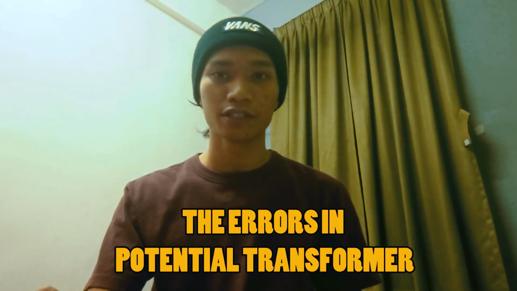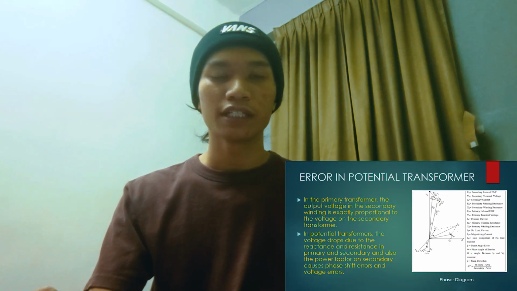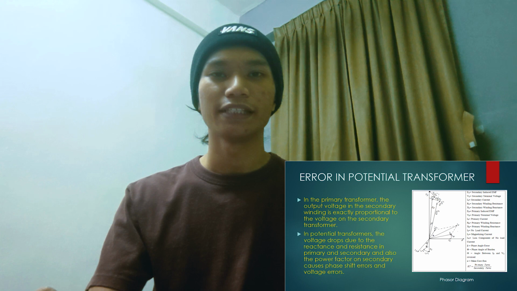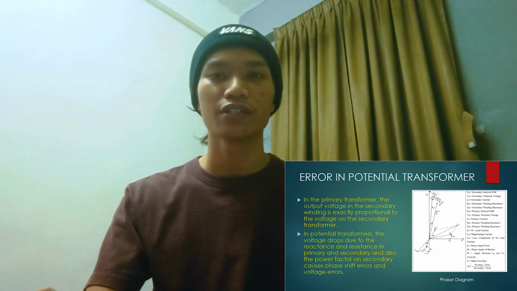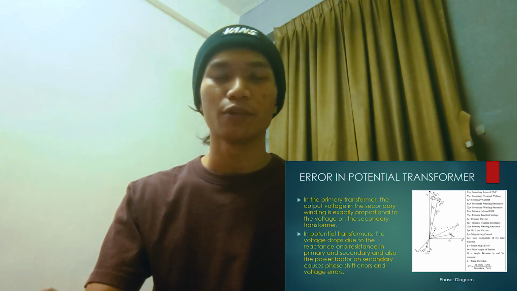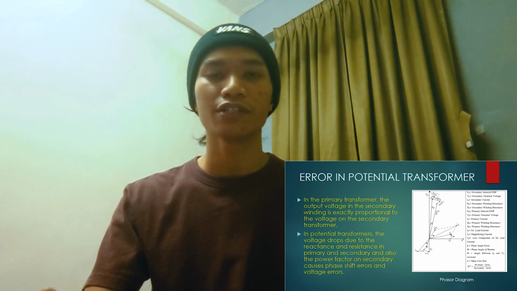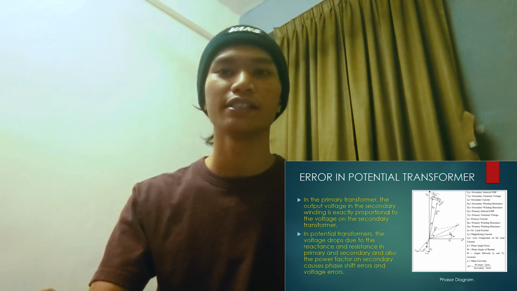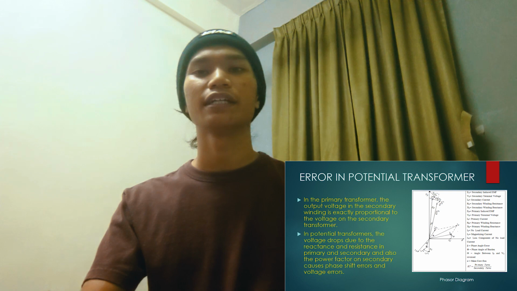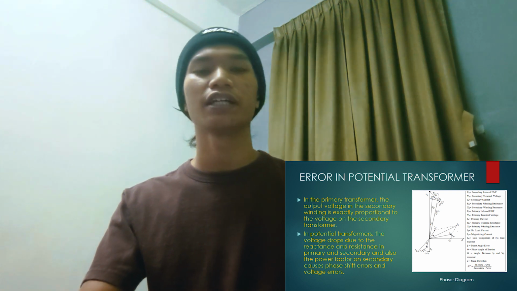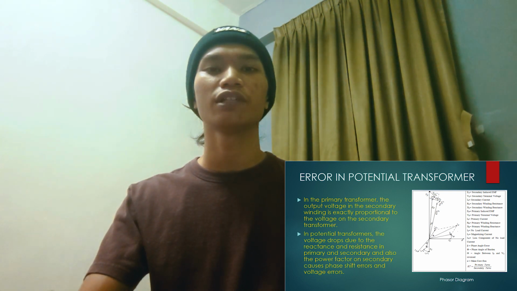Assalamualaikum sir, my name is Muhammad Shahrizal bin Muhammad Nazri and I want to talk about the error in the potential transformer. In the primary transformer, the output voltage in the secondary winding is exactly proportional to the voltage on the primary transformer. In the potential transformer also, the voltage drops due to the reactance and resistance in the primary and secondary, and also the power factor on the secondary cause phase shift errors and voltage errors.